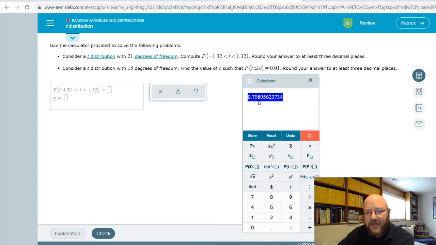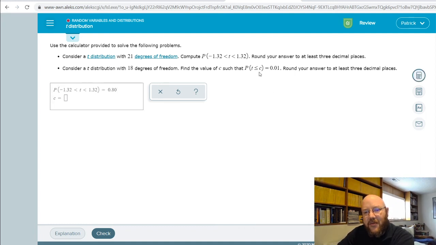So that's the probability. So 80% of the probability falls between these two things. That should make a bit of sense for you. So 0.8, right? Well, let's see if it yells at me about that again.